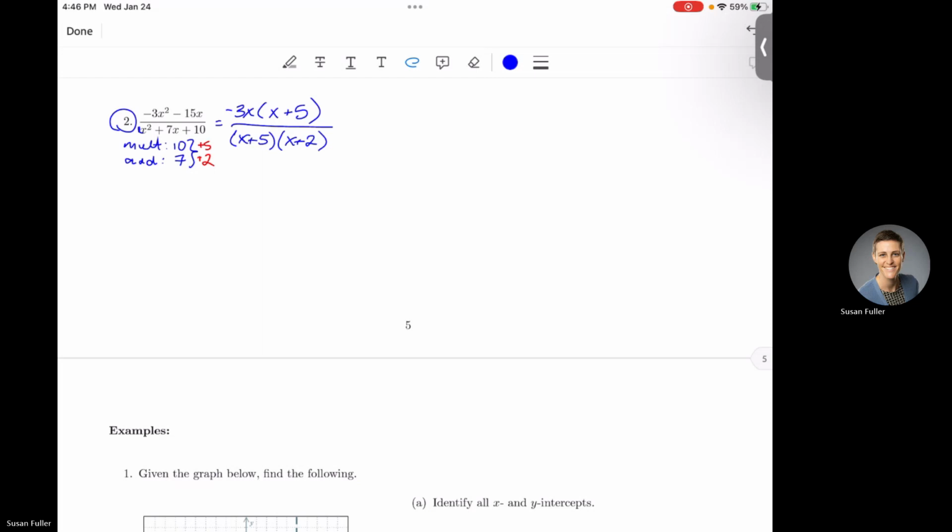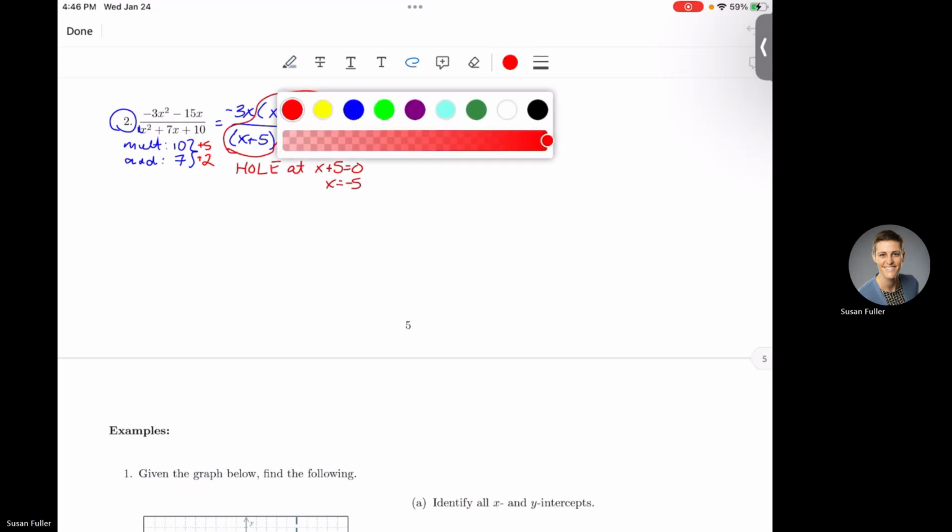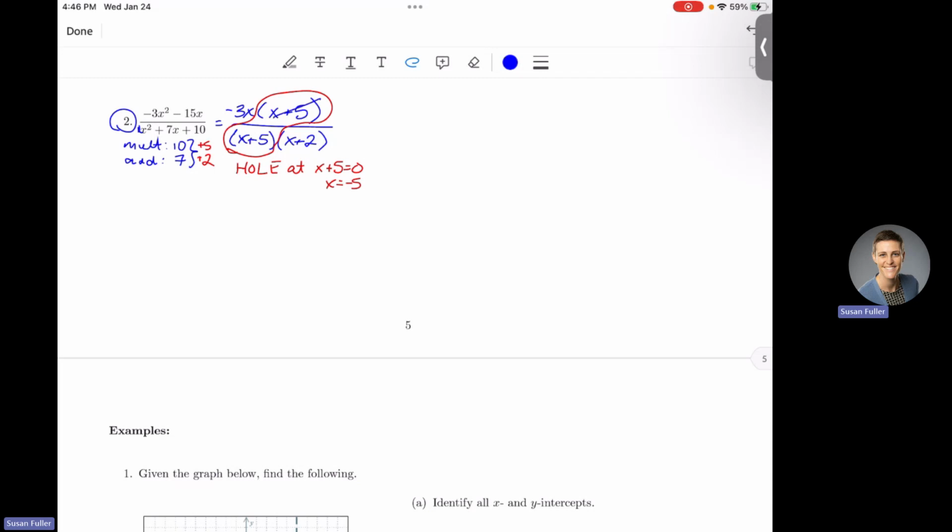Okay, so now that I have this factored, we can look and see I have something in common. This x plus 5 would cancel. Because I have some cancellation, that's going to create a hole at the x value that makes it 0. So if x plus 5 is equal to 0, that means x equals negative 5. So I have a hole at x equals negative 5. Now that I've made note of that, I can go ahead and do the canceling and simplify it out. And we will use negative 3x over x plus 2 from here on.